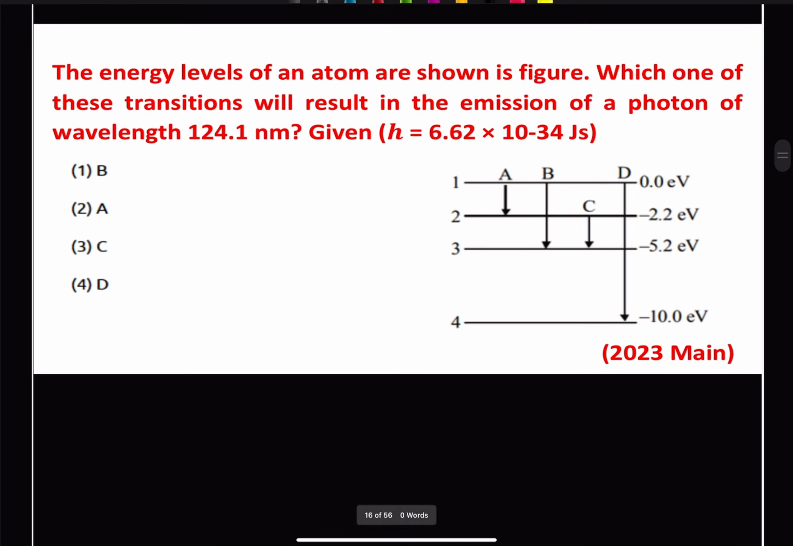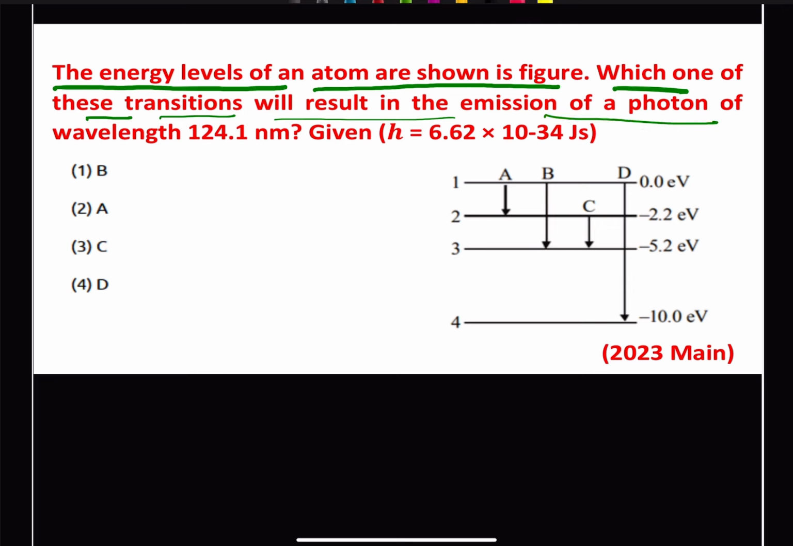Next question. It states that the energy levels of an atom are as shown in the figure. Which one of these transitions will result in emission of a photon of wavelength 124.1 nanometer, given h is 6.6 into 10 raised to power minus 34. And here we are given 4 levels.